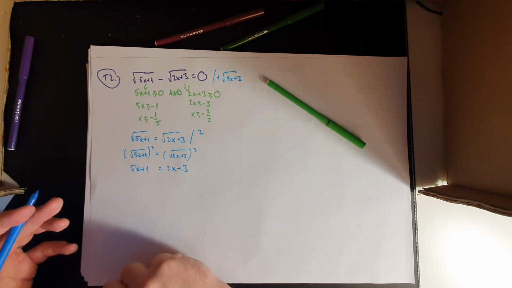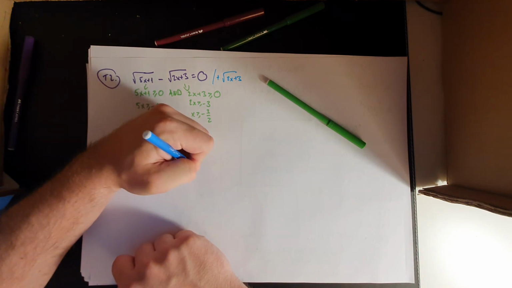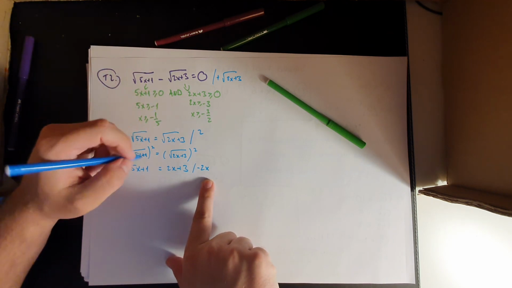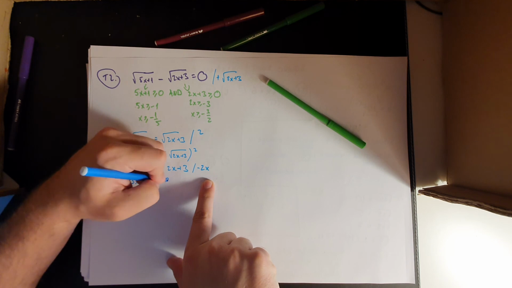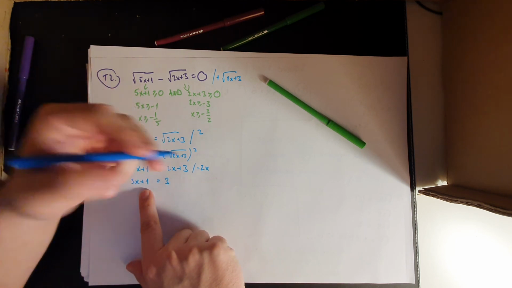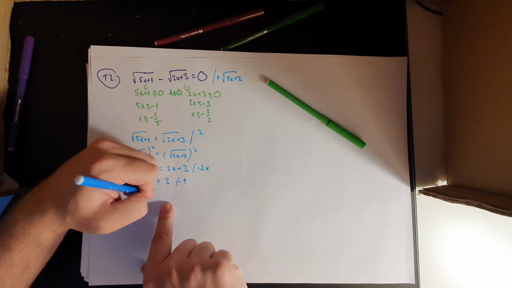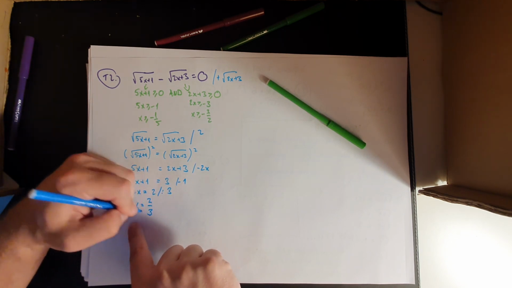Group unknowns on one side, everything that is known on the other side. So I'm going to, for example, subtract 2x. So 5x minus 2x is going to be 3x, plus 1 equals 3. And one more thing, I'm going to subtract 1. So 3x is equal to 2, divided by 3, of course, and x is equal to 2 over 3.